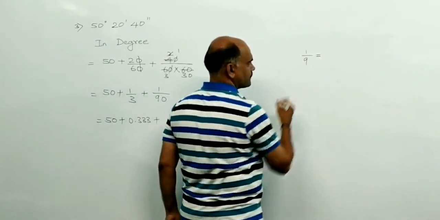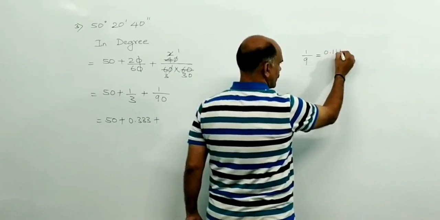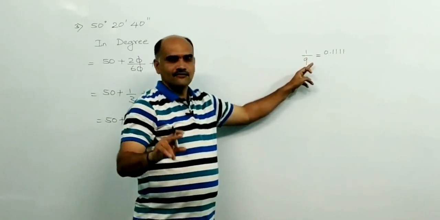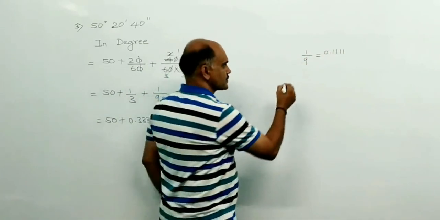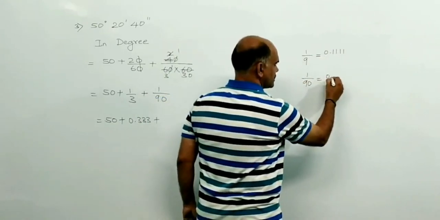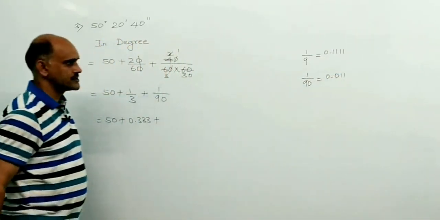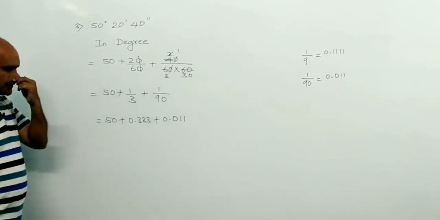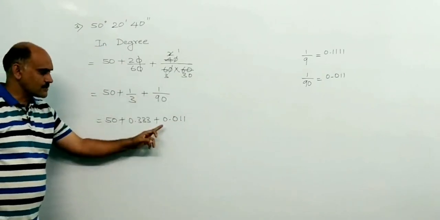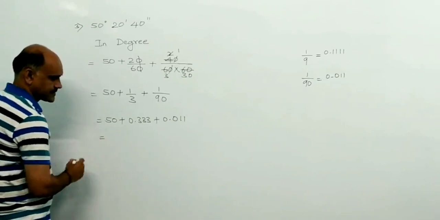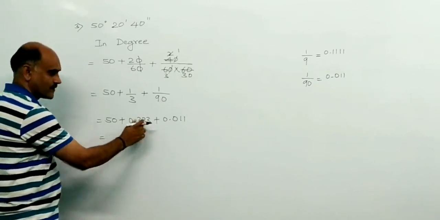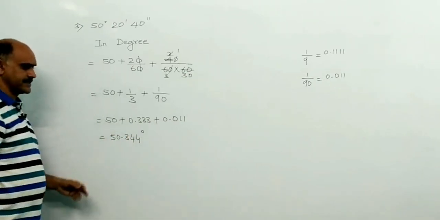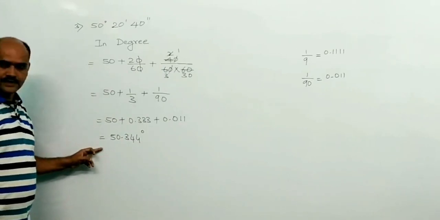1 by 9 is 0.111 and so on. So 10 by 9, 9 ones are 9, 1 remains, again you will have 0.111. So 1 by 90 will be 0.011. So plus 0.011. You can use the calculator, students. If I add these, we get 50.344, this is in degree.